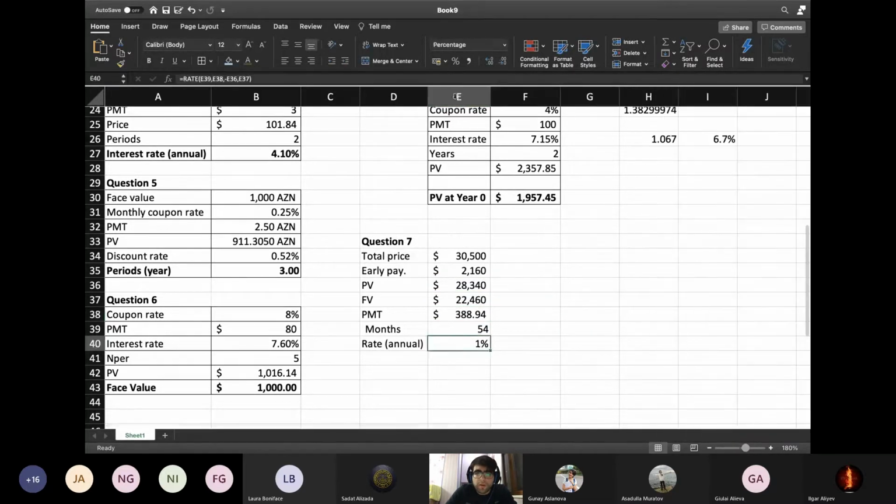We found the rate, but the monthly rate, because our payments are made monthly. So in order to find the annual rate, just multiply by 12, because there are 12 months in a year. You will find 13.06%. This is the quoted interest of leasing. Any questions?